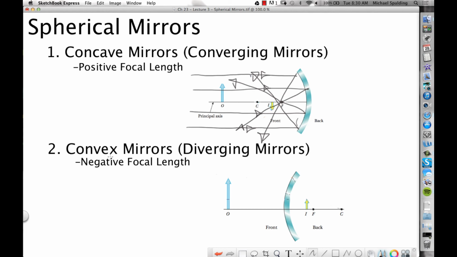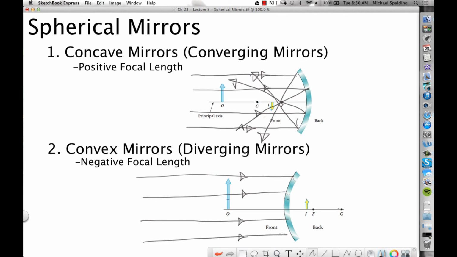Now, convex mirrors, another name for a convex mirror is diverging mirrors. And the reason we call them diverging is if you have parallel light rays, what will those parallel light rays do when they hit the mirror? They will diverge. And guess what? They diverge in a way so that they trace back to the focal point. See this? They trace back to the focal point like that.